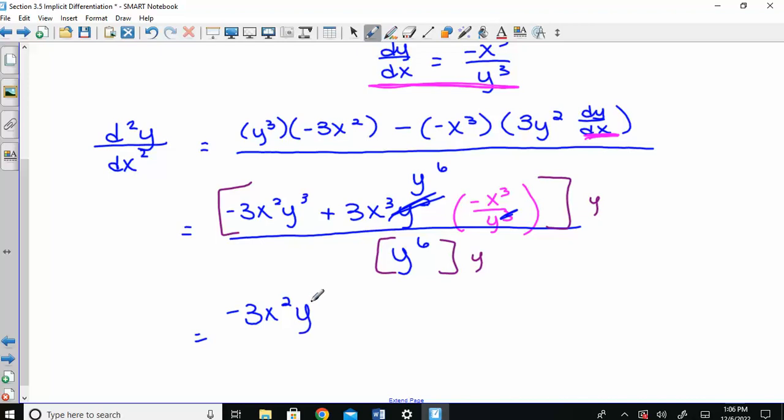So we get negative 3x squared. If I multiply by y, that's now y to the 4th. These y's would drop, so I have 3x cubed times negative x cubed, so negative 3x to the 6th over y to the 7th.